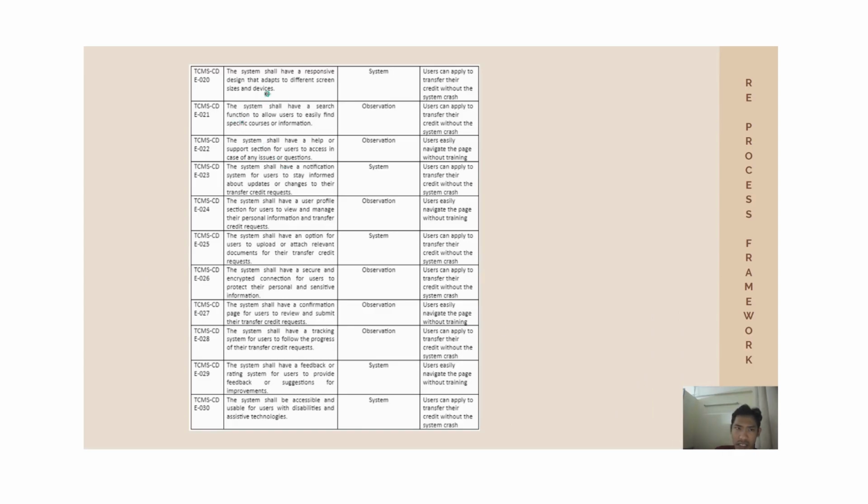And then the system shall have a responsive design and a search function. The system must have a support section. They have a notification system to stay informed of updates on changes to the transfer credit request. And the system shall have a user profile section to view and manage their personal information and transfer credit requests. The system shall have an option for the user to upload and attach relevant documents. The system shall have a secure and encrypted connection between the user and the system to protect their personal data and sensitive information. The system shall have confirmation pages to review and submit their transfer credit request. The system shall have a tracking system to follow the progress of the transfer credit request.